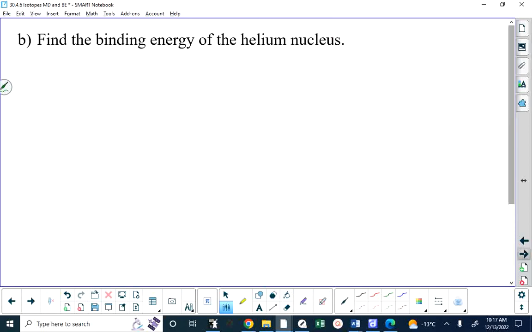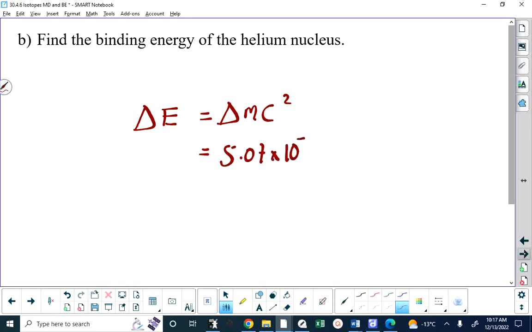Part B, what is the binding energy? Well, delta E equals delta M C squared. So when the mass goes up, the energy goes up. This energy increase is called the binding energy. The mass increase is called the mass defect. So all we have to do is take this mass defect and multiply by the speed of light squared.